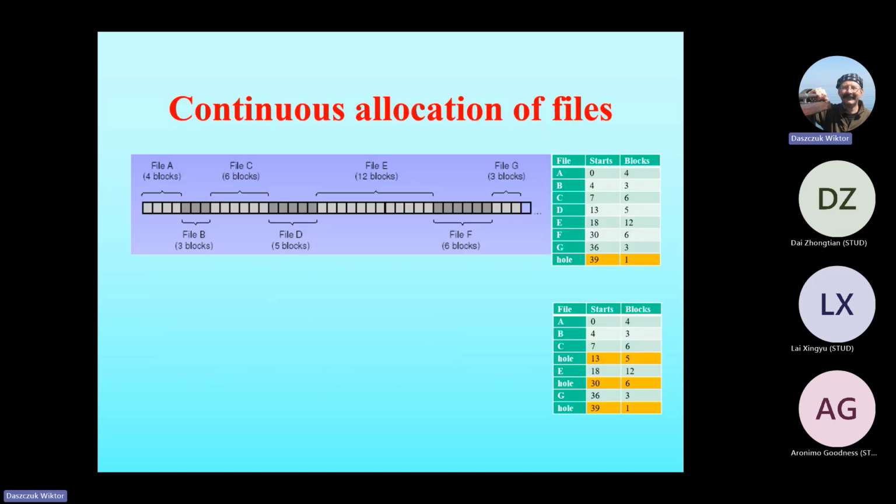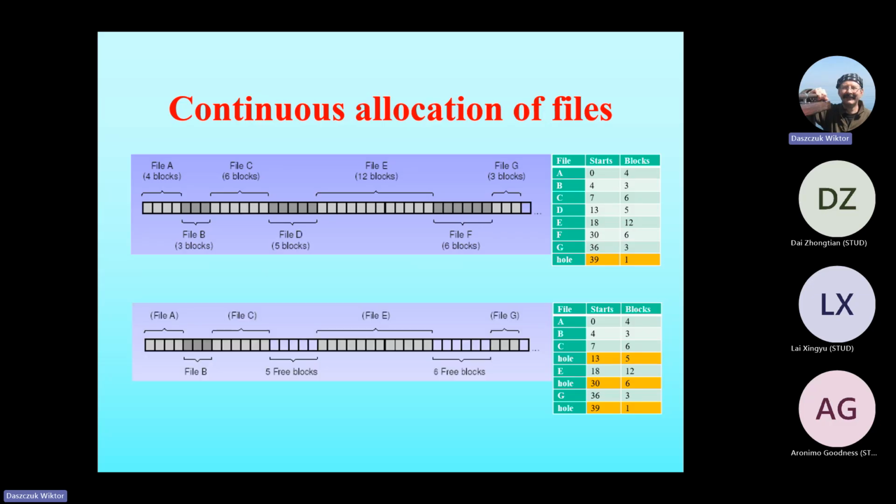Here we have continuous allocation. We have 7 files that occupy continuous areas on the disk. There is a free block at the end. And after deleting 2 files, D and F, we have 2 holes, so their positions in the catalog are changed to holes. This is a block number and block count.